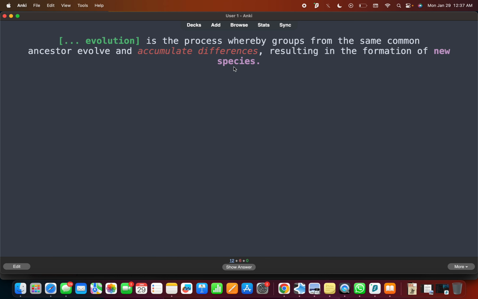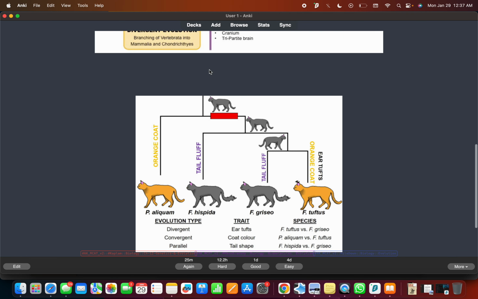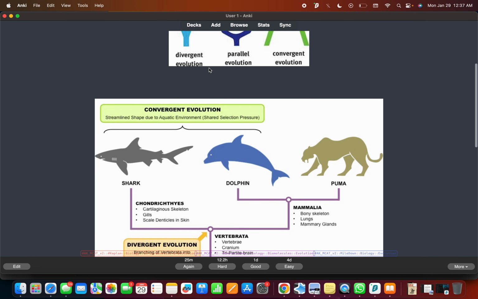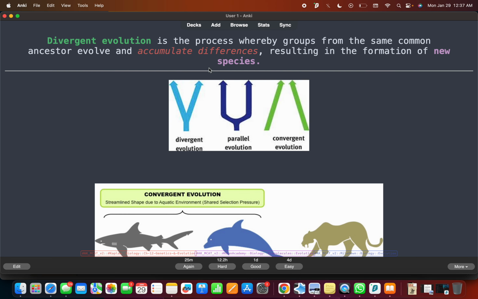What evolution is the process whereby groups from the same common ancestor evolve and accumulate differences, resulting in the formation of new species? Divergent evolution. So accumulate differences and form new species. This is divergence. Convergent should be the opposite.